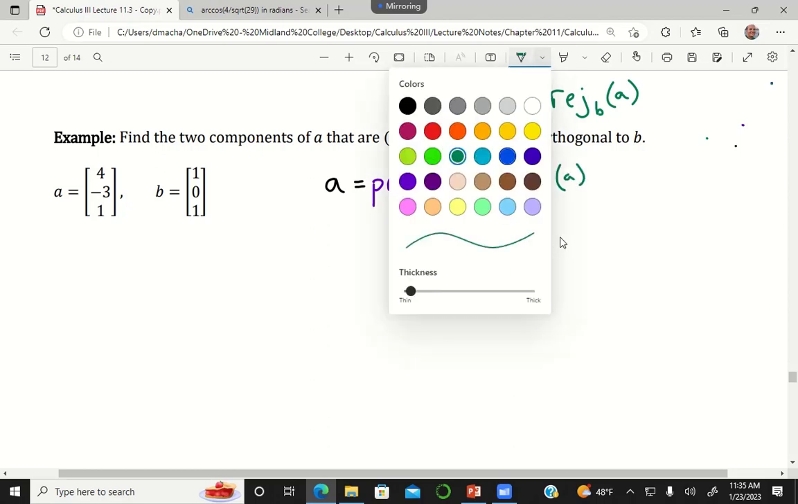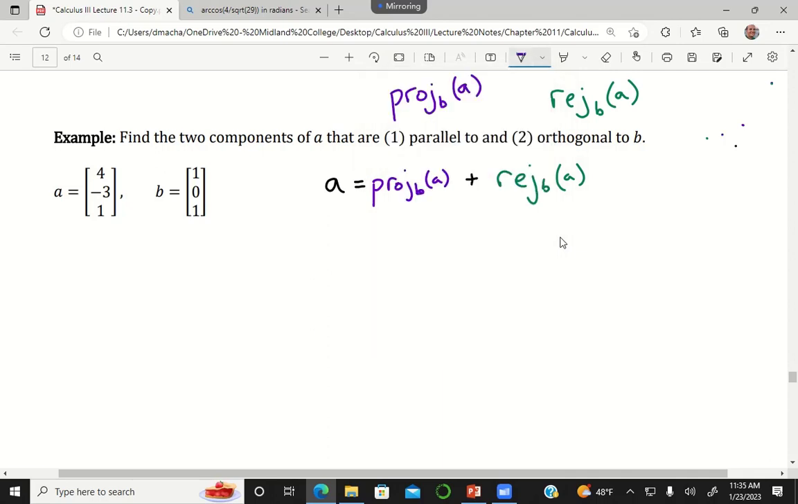So we can also say two vectors are parallel if one of them is exactly the projection of itself onto the other. That's true.